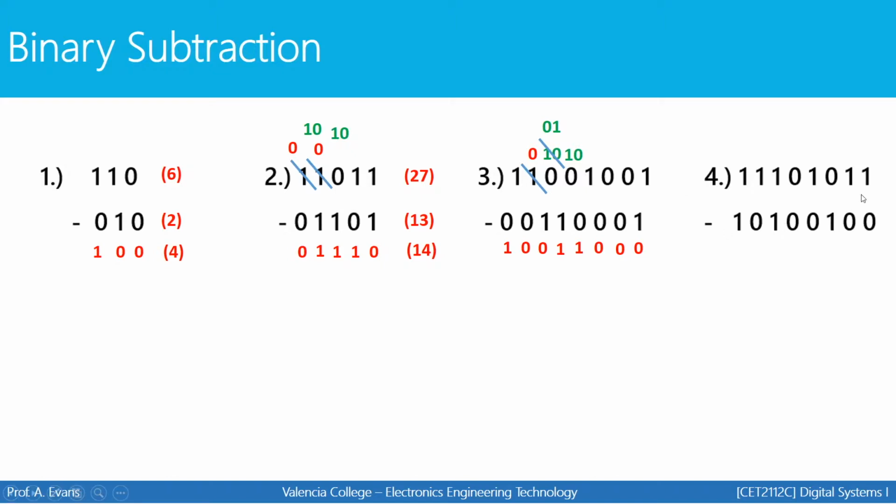Look at example number 4. 1 minus 0 is 1. 1 minus 0 is 1. 0 minus 1 we can't do, so we'll have to borrow from right here. So I'm going to cross out that 1 and make it a 0. And then this 0 becomes a 1, 0. 1, 0 is 2. 2 minus 1 is 1. 0 minus 0 is 0. 0 minus 0 is 0. 1 minus 1 is 0. 1 minus 0 is 1. And 1 minus 1 is 0. And that is how we perform binary subtraction using the borrow method.